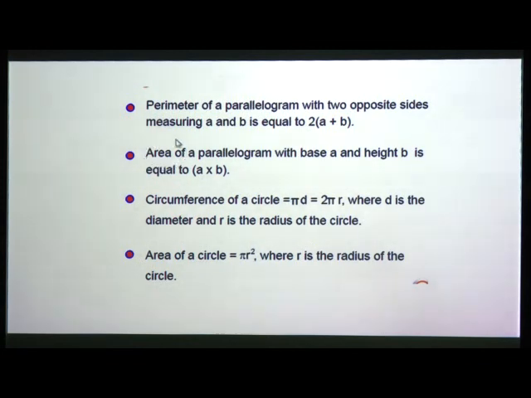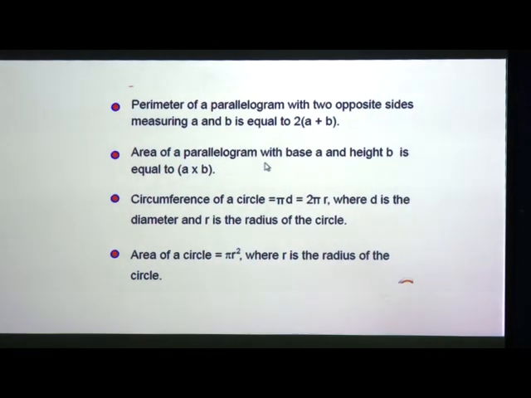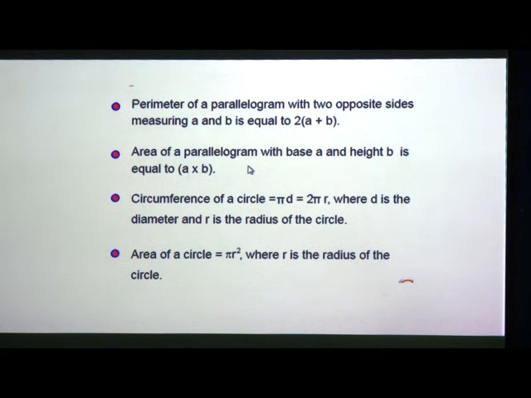Again I will say, the area of a parallelogram is very similar to the area of a rectangle. What is the area of a rectangle? We write length into breadth. Here we are considering one of the sides of a parallelogram as base A and its height as B. So, we are multiplying A into B. So, we can say it is base into height. So, the area of a parallelogram is equal to base into height.